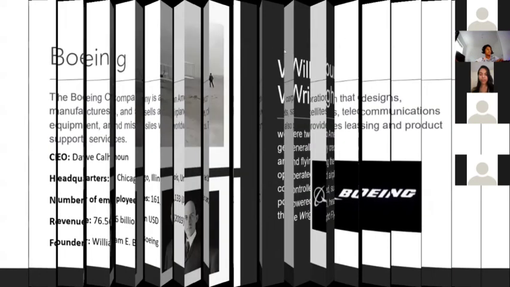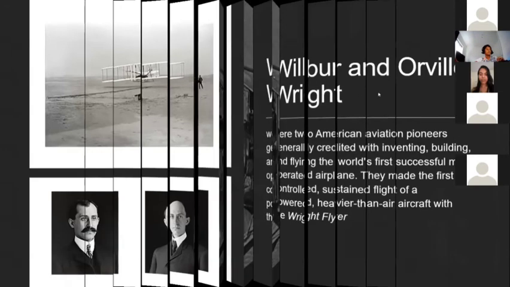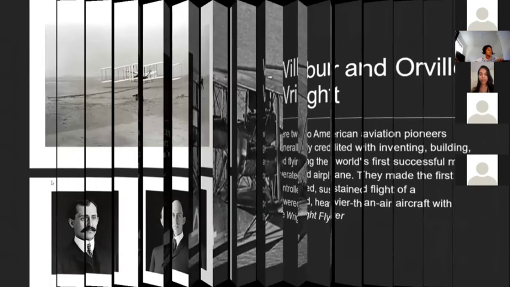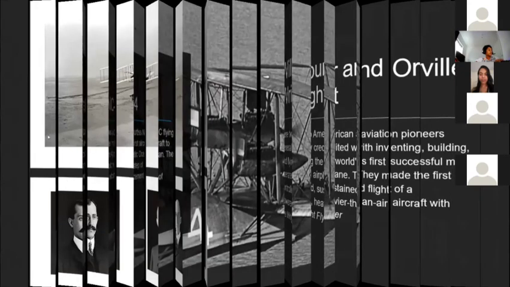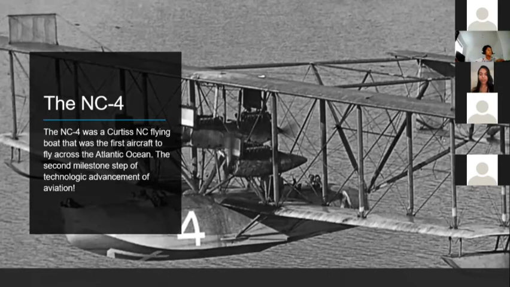And this is the first ever plane, which was created by Wilbur and Orville Wright. They were two American aviation pioneers who were credited for inventing and building the first ever motor-operated machine, which made controlled, sustained, powered, heavier-than-air flight with the Wright Flyer. Then the second milestone of aviation is the NC-4, which was the first boat plane to fly over the Atlantic Ocean.